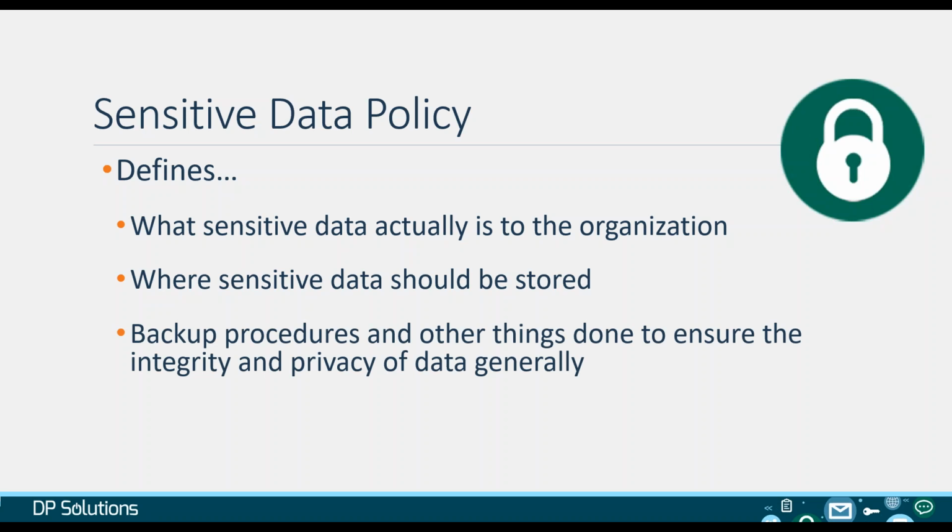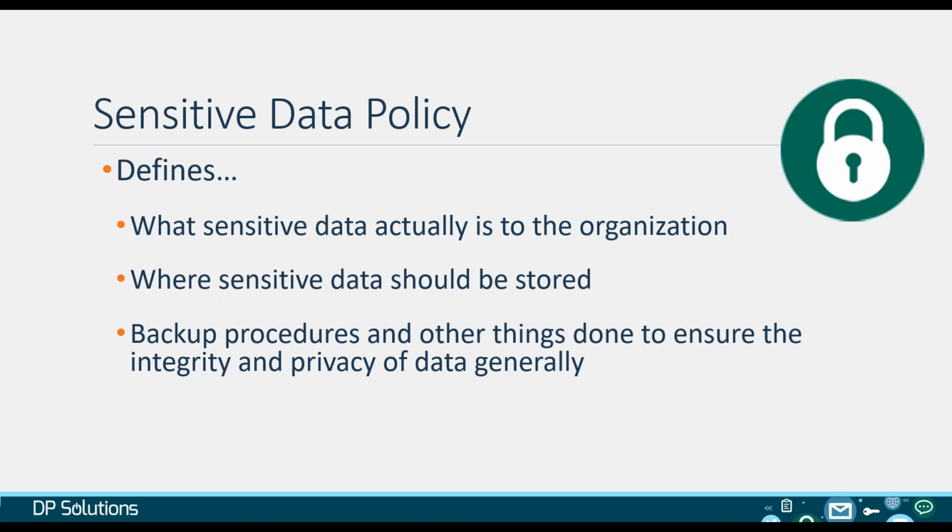We should also talk about what the backup procedures and other things that are done to ensure the integrity and privacy of data. Now, for the average user, they don't mess with the backups, right? It doesn't matter to them where the patient records for the healthcare practice are being stored and how those backups work and all that. The person working the front desk isn't generally involved in that, but we should make it clear what our backup procedures are, so there's an expectation for staff.